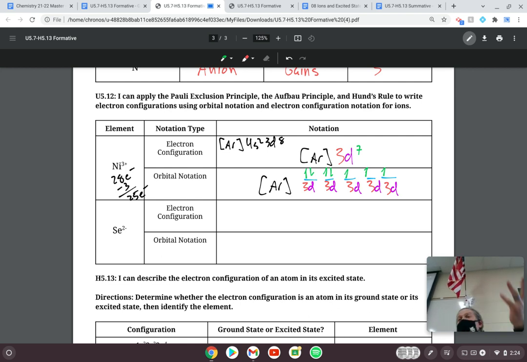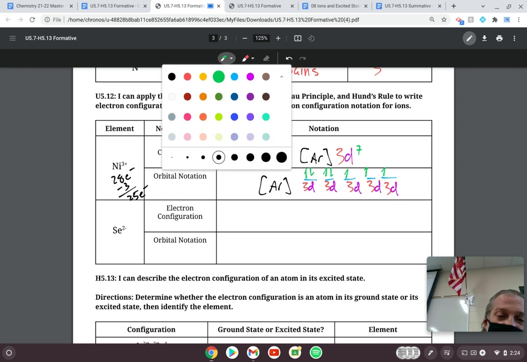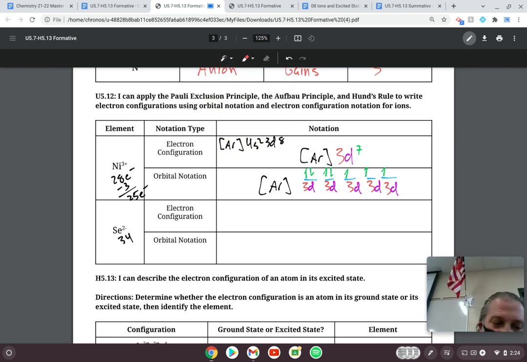All right, selenium is a -2. So if selenium's a -2, and I see selenium on the periodic table has 34 electrons, and it's a -2, it's going to gain 2. So that's going to become 36 electrons. So 36 electrons.